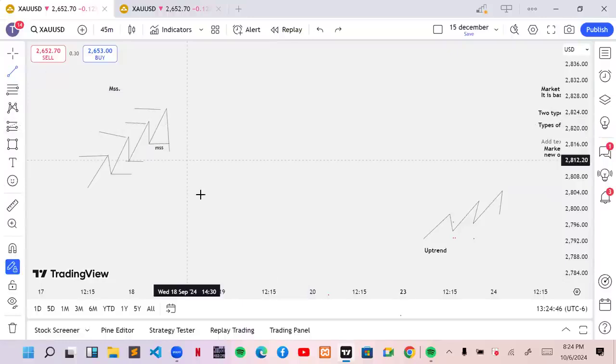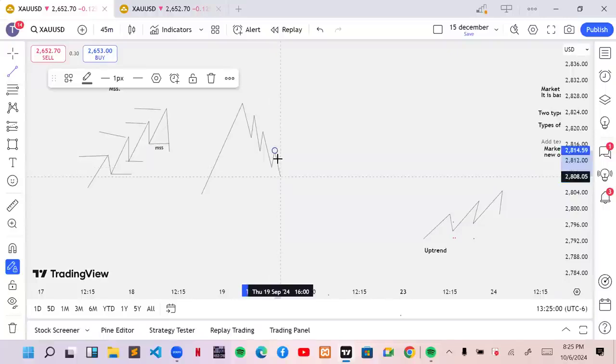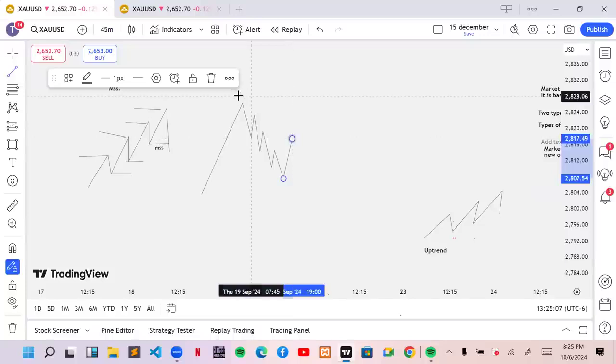So let's assume this was a downtrend: lower highs, lower lows, lower highs, lower lows. Then the market does something like this: lower highs, lower lows. Then it does something like this: a higher high. This was a previous downtrend because the characteristics of a downtrend are lower highs and lower lows.